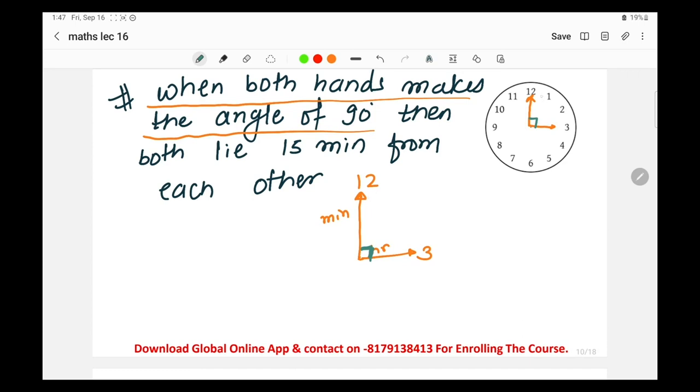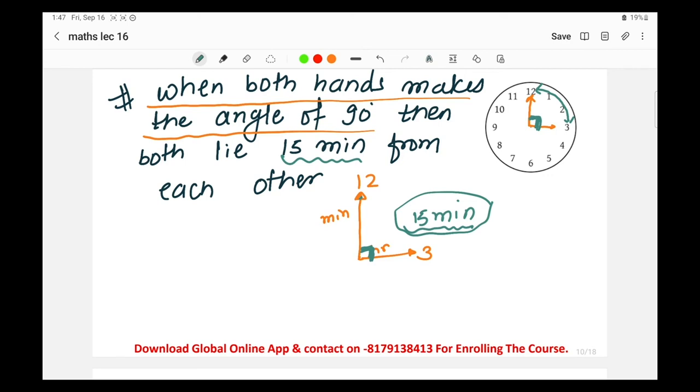So basically they have the gap of how much minutes? They have the gap of 15 minutes over here. Okay, this is the thing that we have to keep in mind. When both the hands are making the angle of 90 degree, then the difference between them is 15 minutes from each other. Okay, this is the thing that we have to keep in mind.